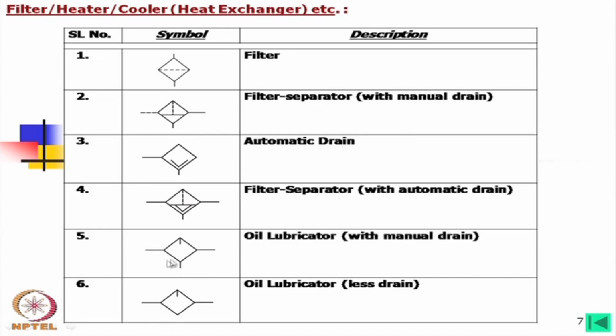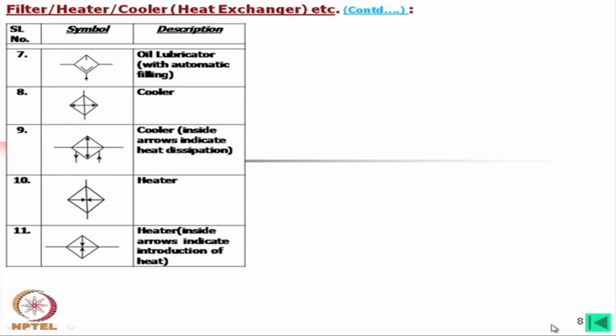Okay. And this one is an oil lubricator with manual drain, and this one is an oil lubricator less drain, there is no drain. I think this one should have a drain line, meaning a dotted line should be there, I think. So, and this is an oil lubricator with automatic filling.